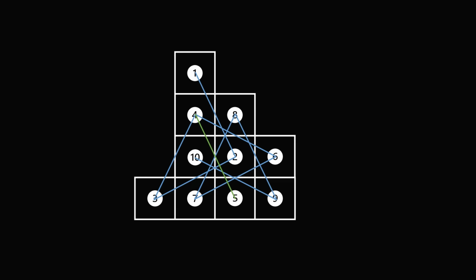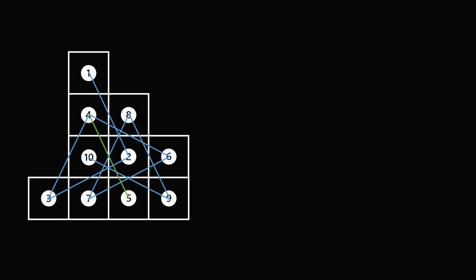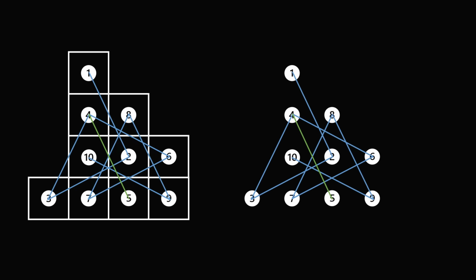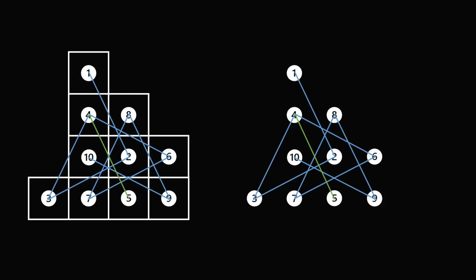So instead of analyzing the problem in terms of squares and knights, let's look at this as a graph. We have 10 different nodes, and we have edges that are connecting nodes where a knight could legally travel between. We don't need the graph to be in this shape. We can actually unwrap the graph so that we have it in an easier to understand shape. So let's go ahead and unwrap this graph.